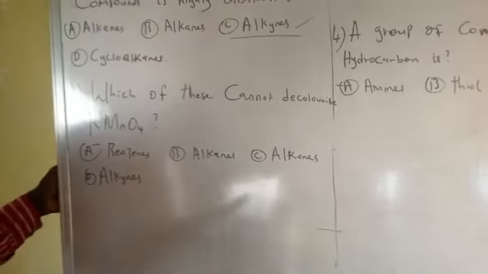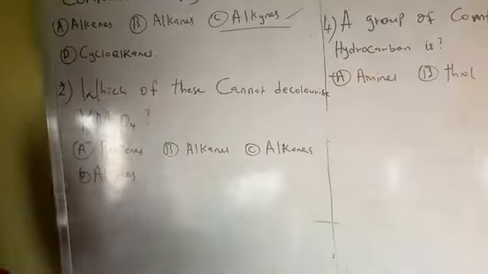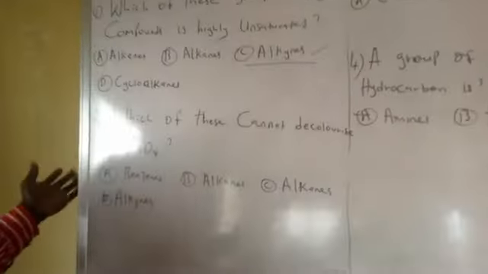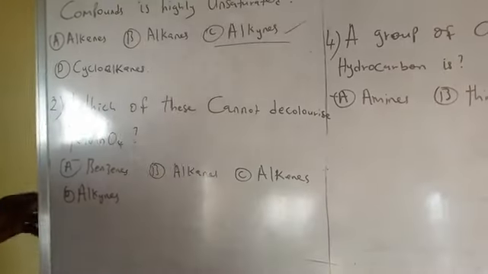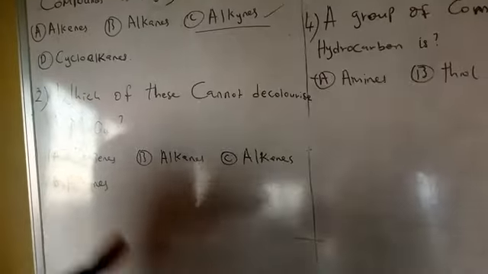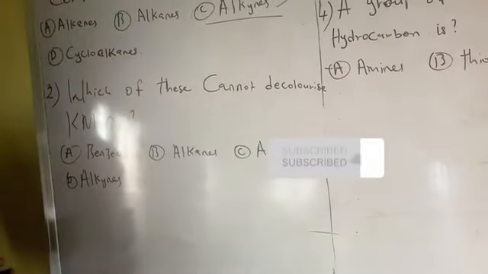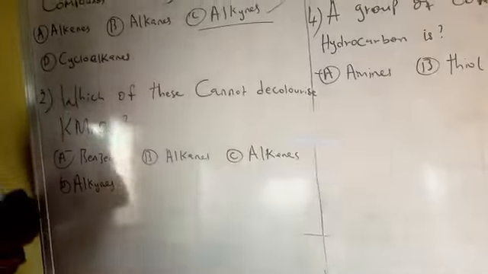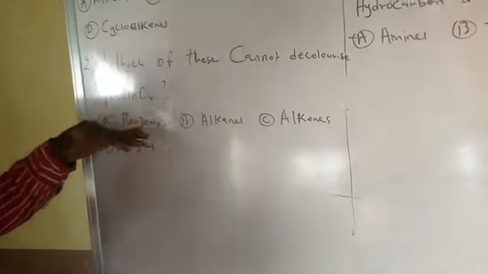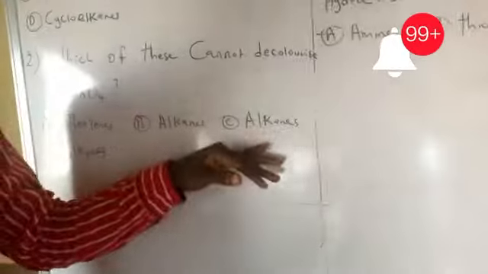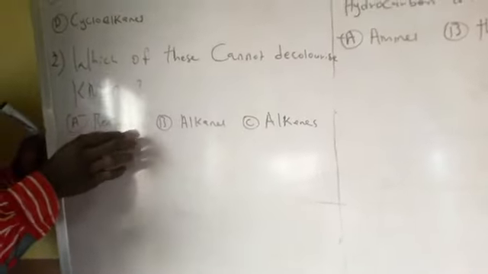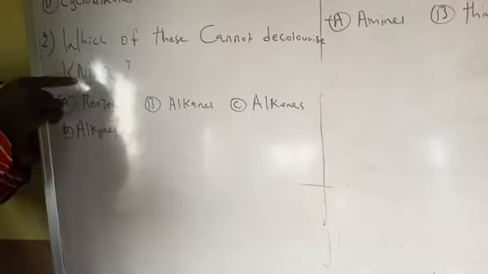Now, from what we discussed, we talk about the difference between saturated and unsaturated compound. One of the differences is that saturated compounds cannot decolorize potassium permanganate, while unsaturated compounds can decolorize potassium permanganate. So we need to know which ones are saturated compounds and which ones are unsaturated compounds. From the options we have the benzene, the alkanes, the alkenes, and the alkynes. Benzene is an unsaturated compound, so it can decolorize potassium permanganate.